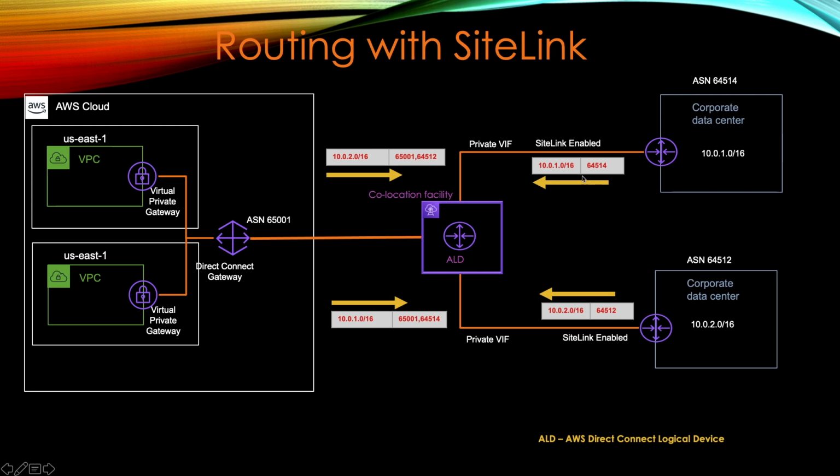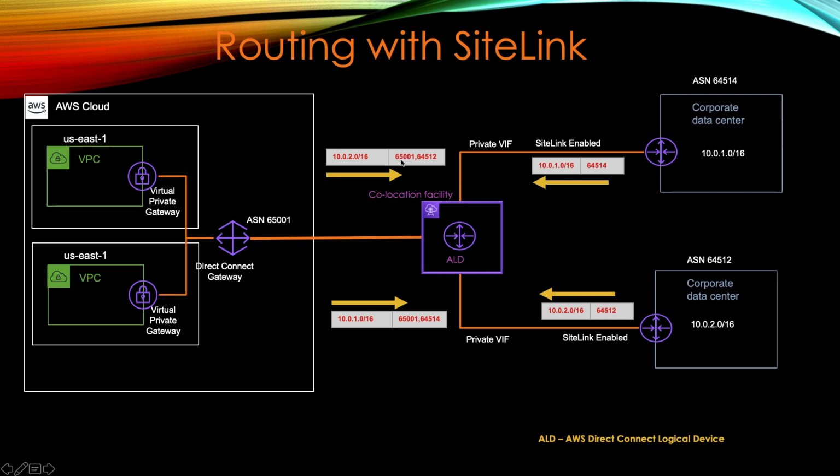Now, once SiteLink is enabled, the Direct Connect gateway will start re-advertising these paths to the other corporate center. In this case, you will see that the CIDR range of the corporate center with ASN 64512 is advertised to this corporate center, and the CIDR block of this corporate data center 1 path is advertised to corporate data center 2. That's how they know the path of each other, and now they can start communicating between these two data centers by using your Direct Connect link.